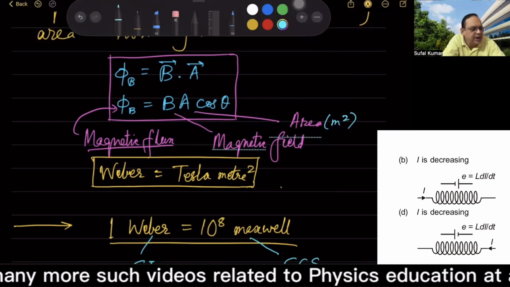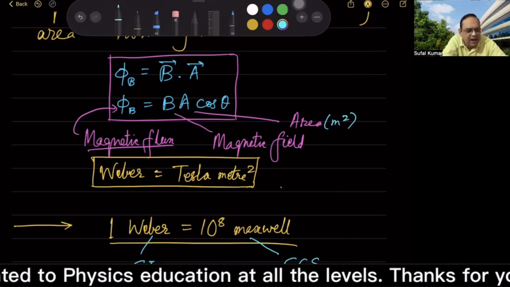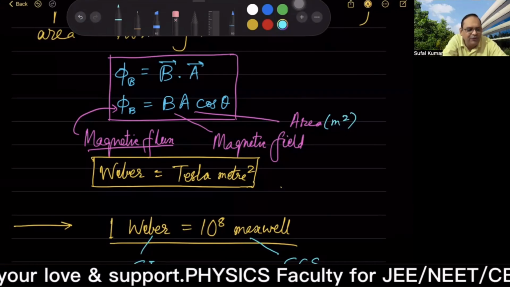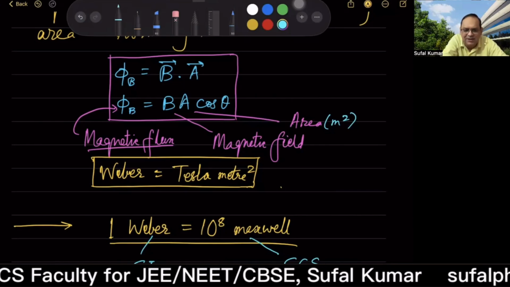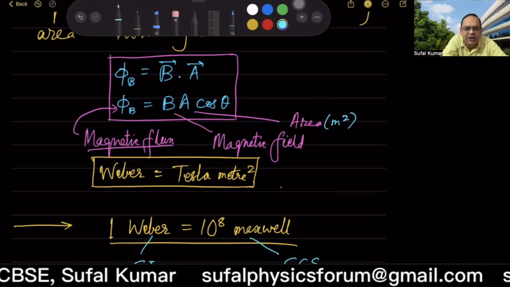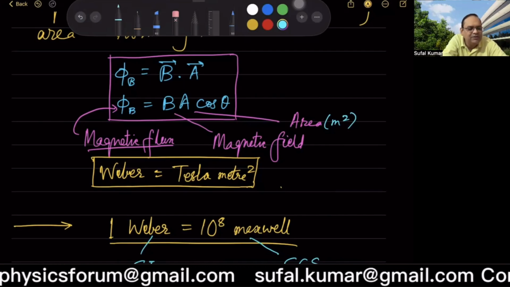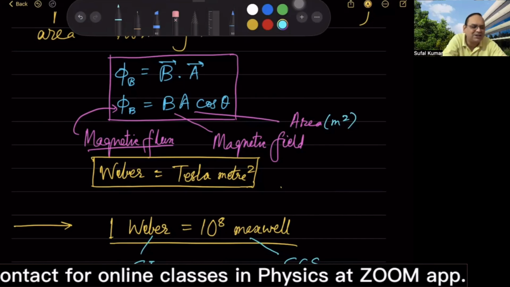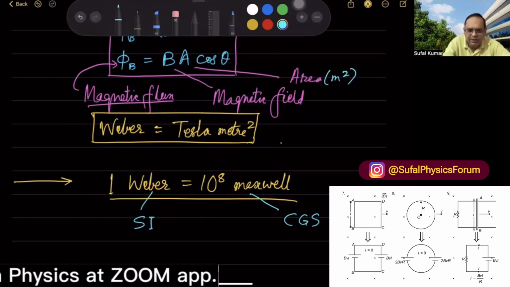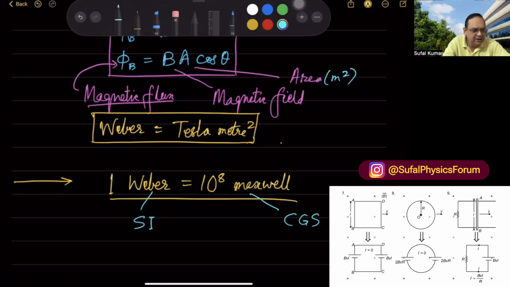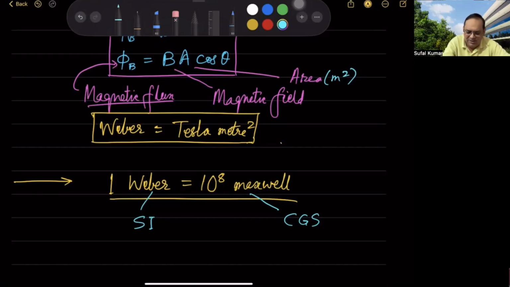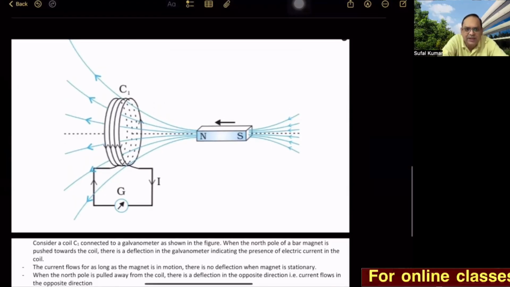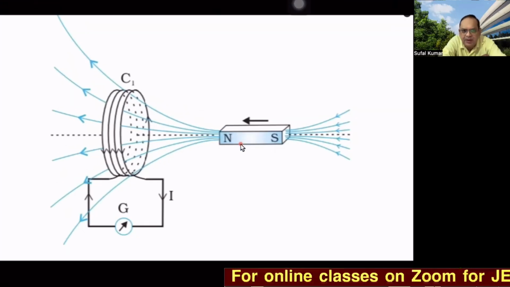Now I'm to enter into Faraday's experiments. Actually, Faraday performed a few experiments, and from that analysis, he could conclude a few things. And that conclusion we are to study along with, finally, Faraday's laws of electromagnetic induction. Now I am to give another heading, namely experiments of Faraday and Henry. Experiment 1.